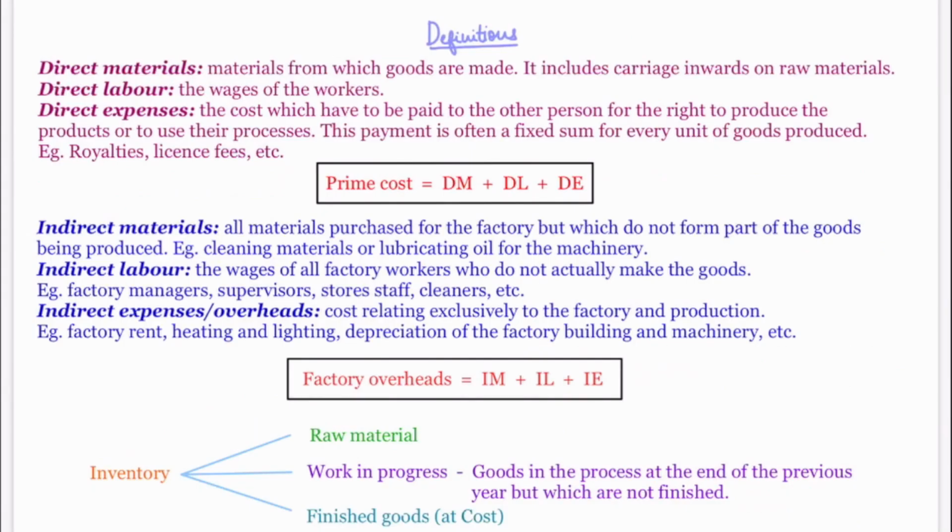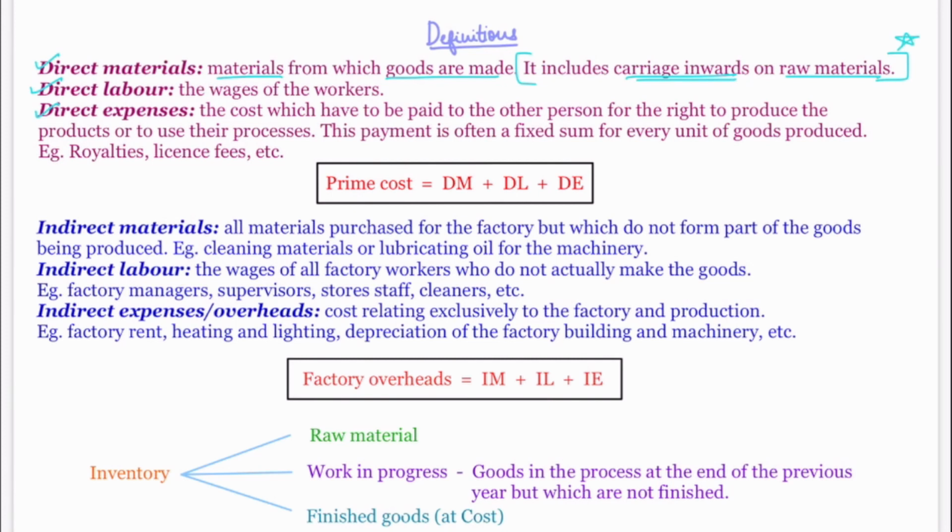Let's see some definitions. The direct cost which we saw earlier is divided into three, that is direct materials, direct labor, and direct expenses. Direct materials are the materials from which goods are made. It includes carriage inwards on raw materials. This is an important point to note and remember.